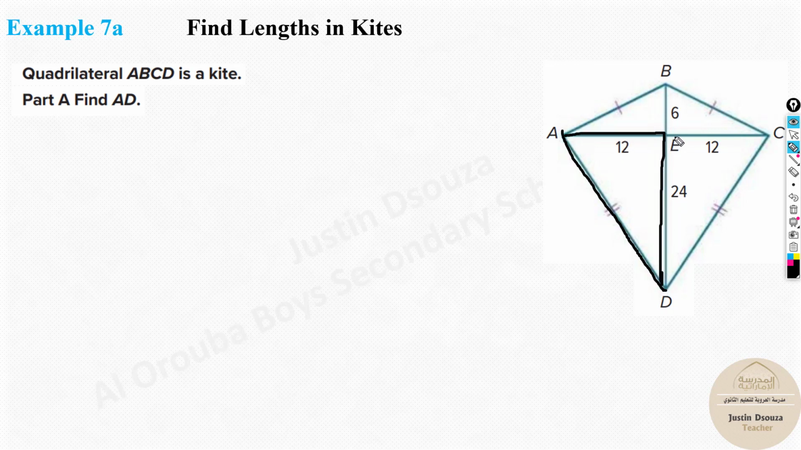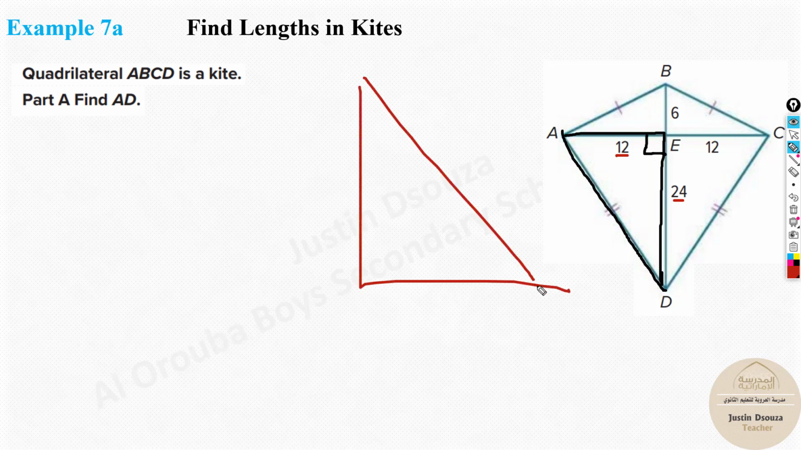All we need is this one. ED is 24, AE is 12, and we know this is 90 degrees. Why? Because the diagonals are perpendicular to each other. So all are 90 degrees. Now which theorem do you use then? It should be Pythagoras. So always the hypotenuse is opposite to the 90 degrees. You will study more on this in trigonometry in this term itself in the coming lessons. But for now, just remember the biggest length in a right angle triangle, meaning when there is 90 degrees, that is the opposite side, the hypotenuse.